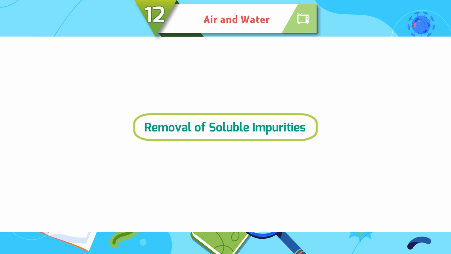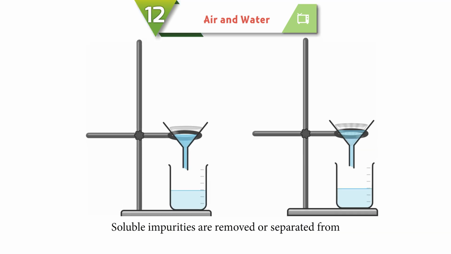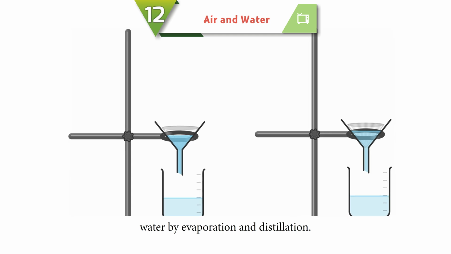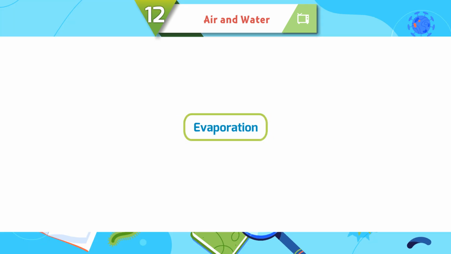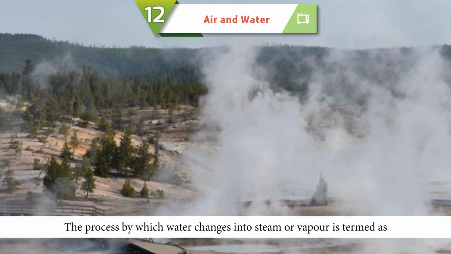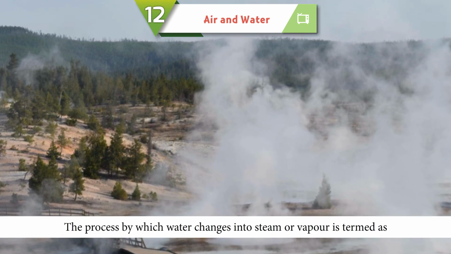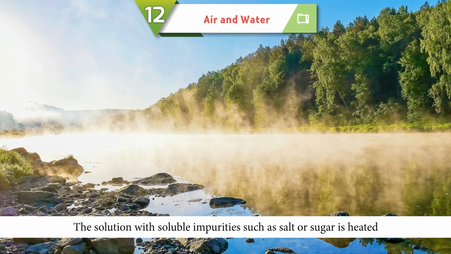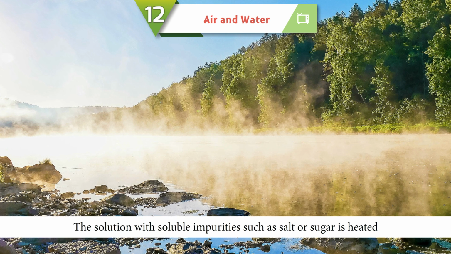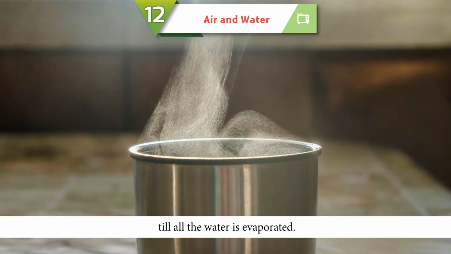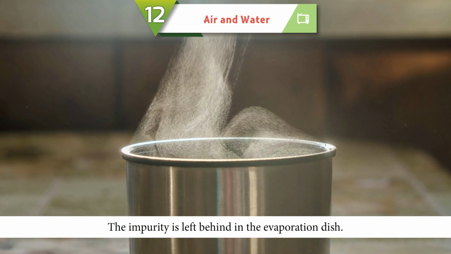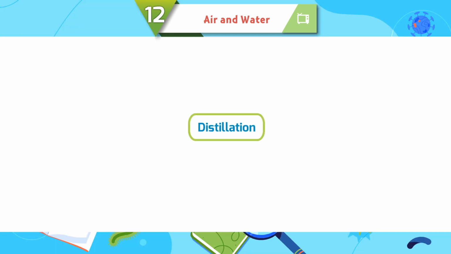Removal of soluble impurities. Soluble impurities are removed or separated from water by evaporation and distillation. Evaporation. The process by which water changes into steam or vapor is termed as evaporation. The solution with soluble impurities such as salt or sugar is heated till all the water is evaporated. The impurity is left behind in the evaporation dish.